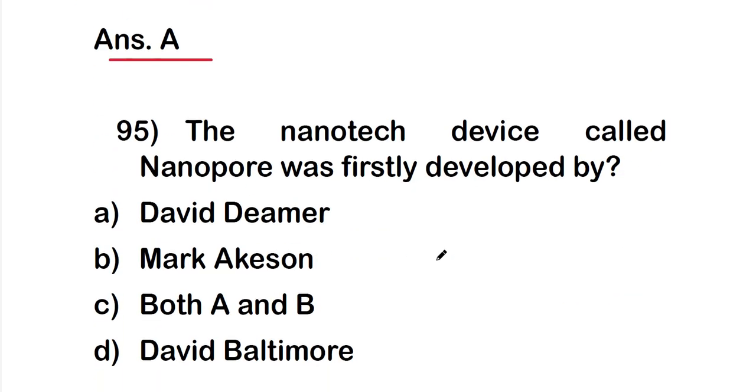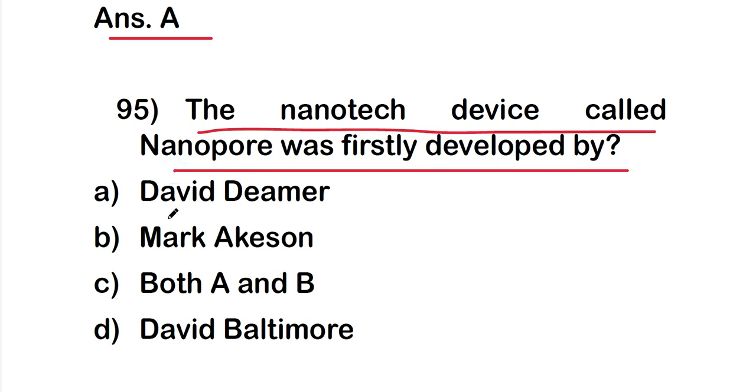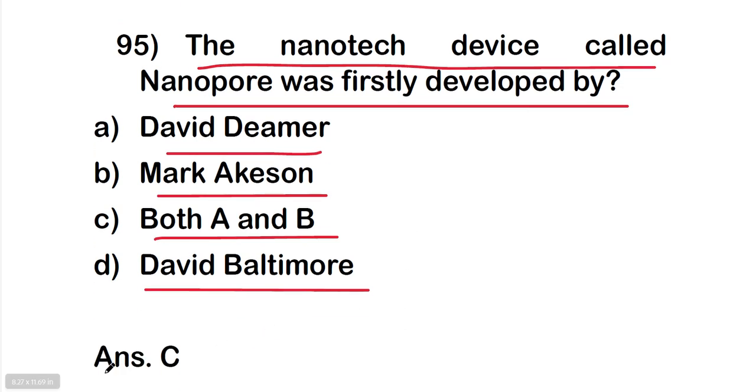Okay, so let's move on to question number 95. The nanotech device called nanopore was firstly developed by David Deamer, or option B Mark Akeson, option C both A and B, or option D David Baltimore. The right one is option C, that is both A and B. That means David Deamer and Mark Akeson are the right answer. So the nanotech device called nanopore was firstly developed by Deamer and Akeson.